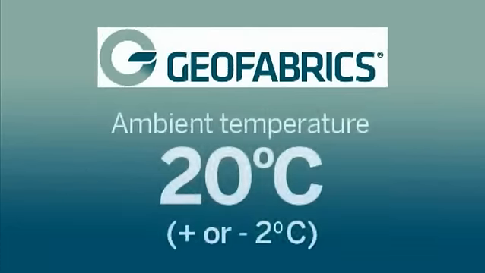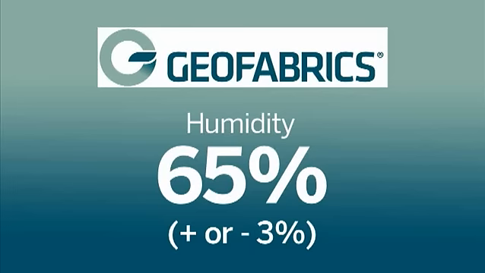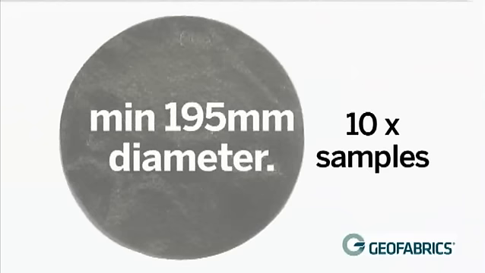The standard environment for this test method is an ambient temperature of 20 degrees Celsius, plus or minus 2 degrees Celsius, and humidity of 65%, plus or minus 3%. 10 circular specimens are required with a minimum diameter of 195 millimetres.